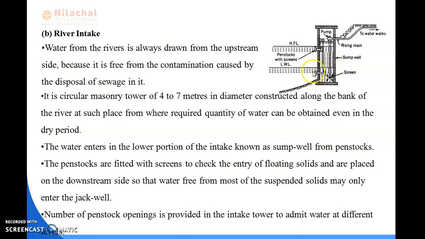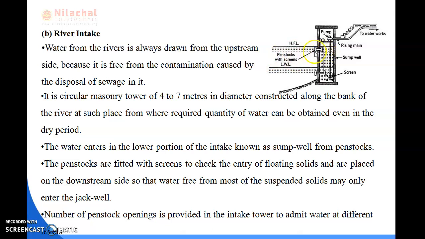The water enters the lower portion of the intake, known as the sump well, from penstocks. The penstocks are fitted with screens to check the entry of floating solids and are placed on the downstream side so that water free from most of the suspended solids may only enter the jack well. You can see here the penstocks are fitted with the screens.